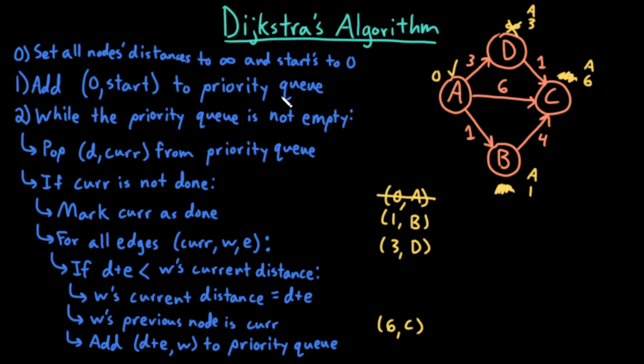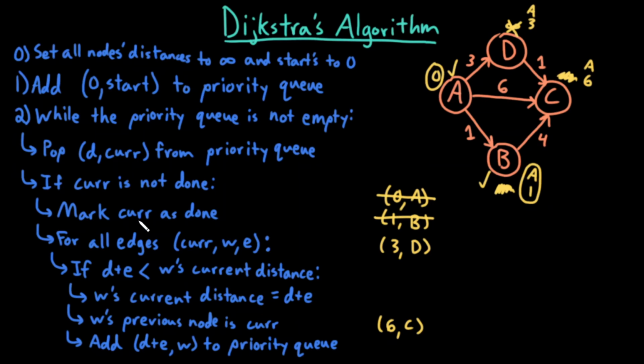So the priority queue is not empty. I pop off 1B from the priority queue. So my current distance D is 1, and my current node is B. I'm currently at B with distance 1. If cur is not done, no, cur is not done. Okay, I enter, mark cur as done. Yay, B is done. Let me make that more like a check mark. So that means that this is the true previous node and total distance from the start. I should have marked that here as well.